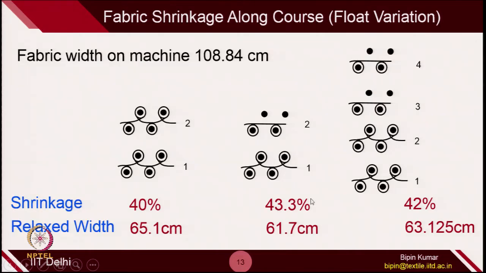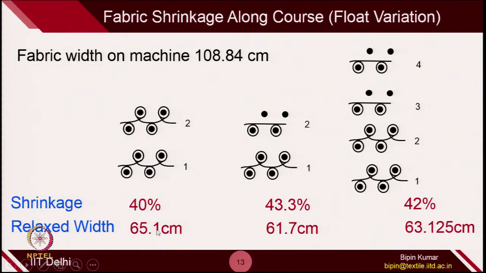So, 40% shrinkage was observed in rib, and 43.3% here. So, the shrinkage is limited. Compared to tuck, where the shrinkage was reduced, here the shrinkage is more. So, that is why the float results in a higher percentage of shrinkage.